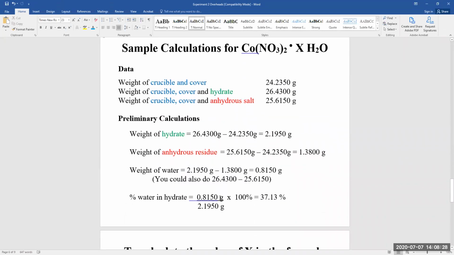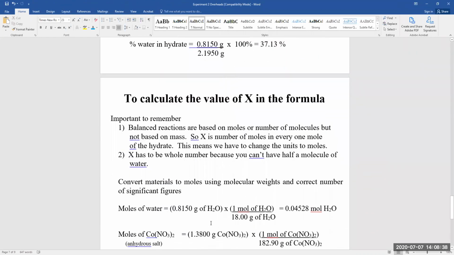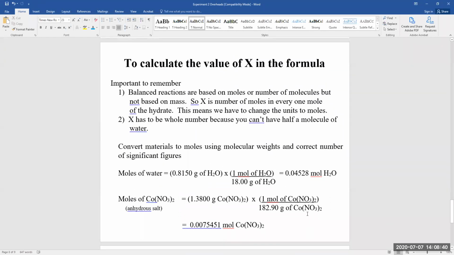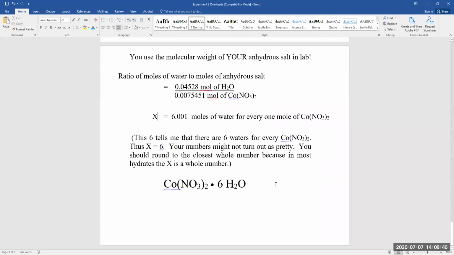So when you do your calculations, your mass of water will be much larger, and so your percent water will be incorrect. In addition, you'll end up with an X value that's greater than the actual value, because you started out with a larger amount of water here. Okay, that takes care of this experiment.